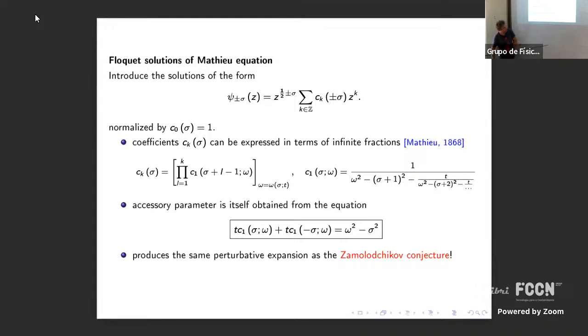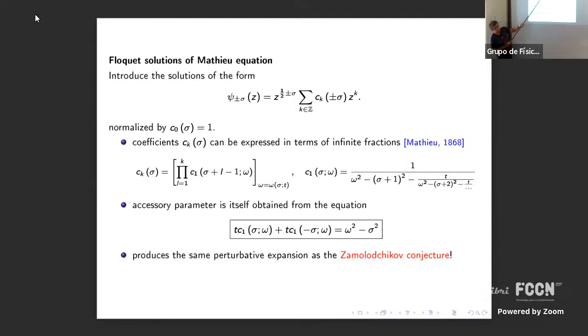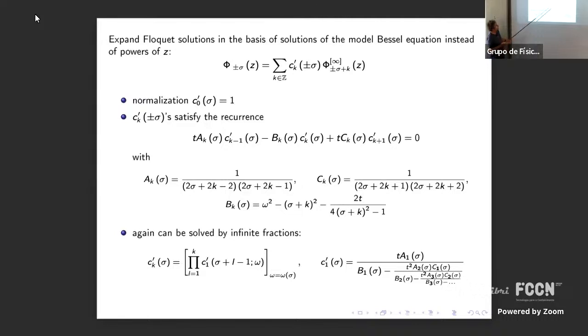Okay. Now, how to upgrade this to the connection formula? So what you have to do is to just formally expand the Floquet solutions, not in the basis of powers of Z, but in the basis of these solutions of Bessel equations, model Bessel equations that I have introduced. So you see, I am summing with respect to K, and this K is involved in the shift of sigma. Okay, and this guy here, of course, should be proportional to the Floquet solution that I had, and the proportionality coefficient can be easily computed. I think I have it on the next slide.